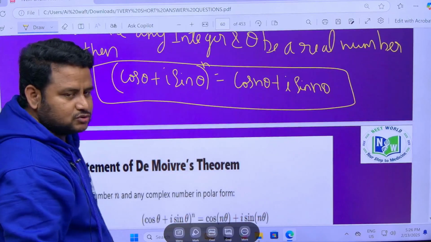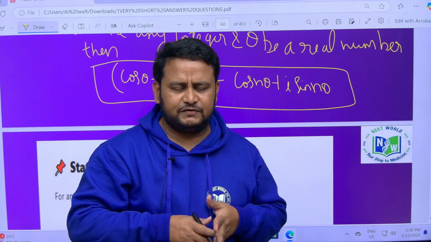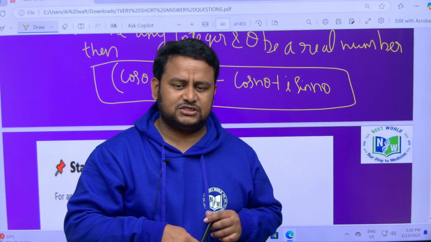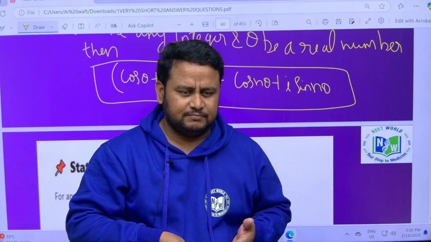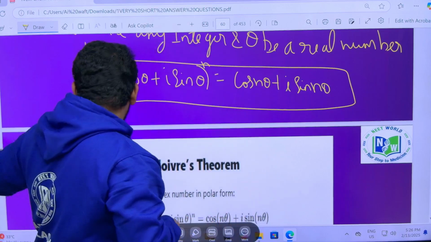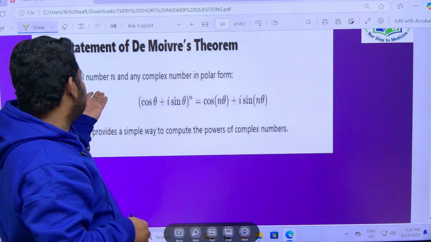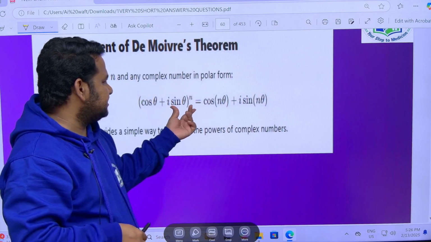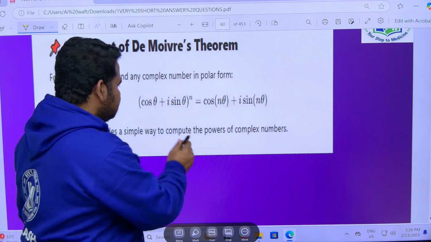Got it, friends? Some other properties of De-Moivre's theorem we are going to learn now, because you have to revise the concepts. Like I told you, you lose out on very short answer questions because of lack of conceptual clarity or due to some confusion. So when I talk about the statement of De-Moivre's theorem, for any real number n and a complex number in polar form, (cos theta plus i sin theta) to the power of n is equal to cos n theta plus i sin n theta. Same thing.